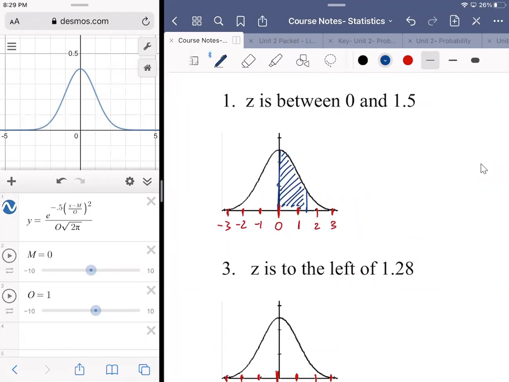All right. So we know the total area under the curve is equal to 1. So that means, assuming it's symmetrical, which it is, that 0.5 would be the area on either side. So I'm expecting a value that's going to be a little bit, maybe a lot less than 0.5, but it's definitely going to be less than 0.5. So I'm looking for the probability that z is between 0 and 1.5.